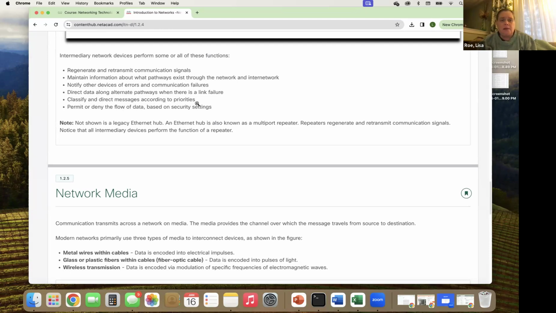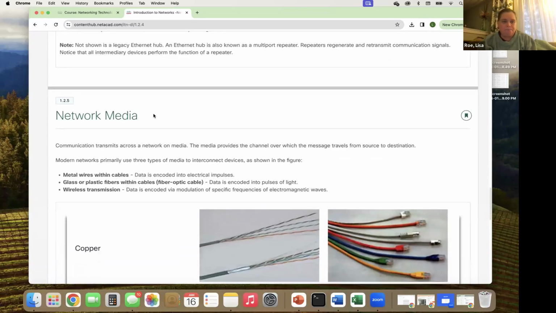They classify and direct messages according to priority. So if there's some type of priority like voice or data streaming, we consider that priority traffic over regular data like storing a file or browsing the internet. They'll manage that, and they can permit and deny the flow of data. So like a firewall can stop data from coming into a network or going out of a network.